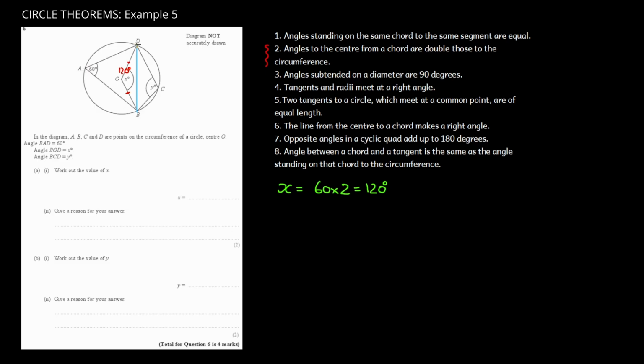Okay, y. Also worth always having a look for a cyclic quad, but here is one. A, B, C, D forms a quadrilateral on the circumference of a circle. And the special thing about a cyclic quad is that opposite angles add up to 180 degrees. So we can say that 60 degrees plus y must equal 180. And therefore, y equals 180 minus 60, which is equal to 120 degrees. The reason again being that angles in a cyclic quad, opposite angles in a cyclic quad, add up to 180 degrees. And there we are.